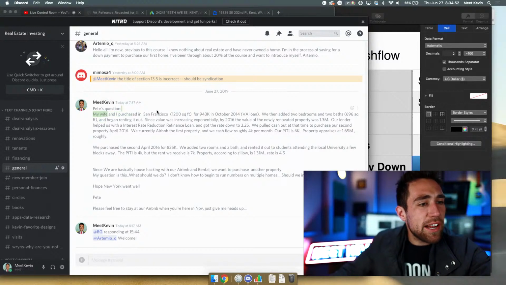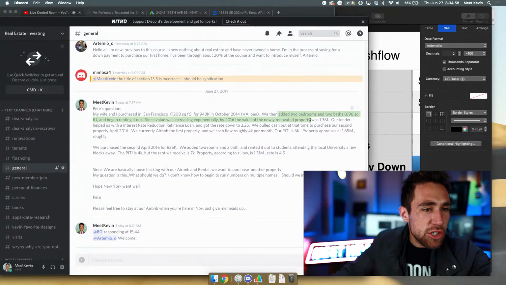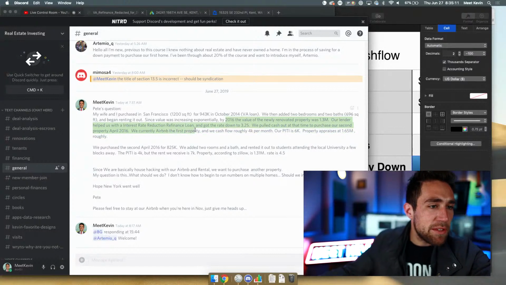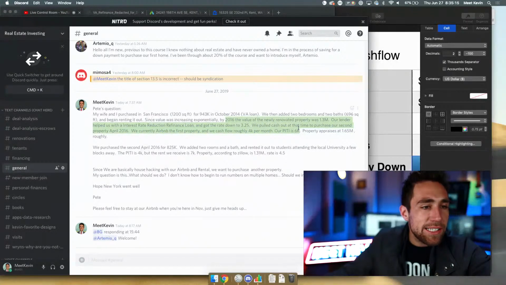My wife and I purchased in San Francisco for $943,000 in 2014 using a VA loan. That's awesome. We added 2 beds, 2 baths, and began renting it out. Since then, the value has increased, and by 2016, the value is about 1.3. It's probably worth a lot more now. You did a rate reduction. You pulled out cash and bought your second property. Now you Airbnb the first, and you cash flow around 4K a month, but your PITI is about 6K.